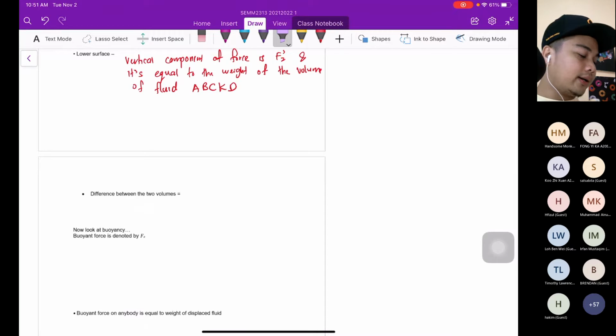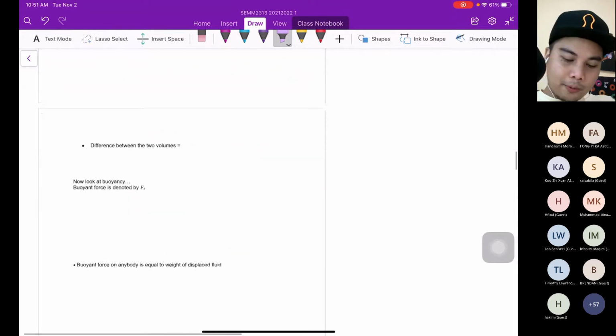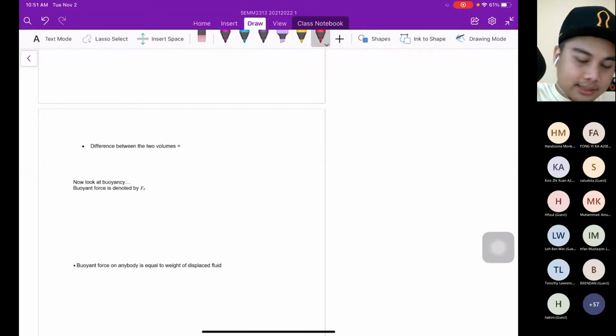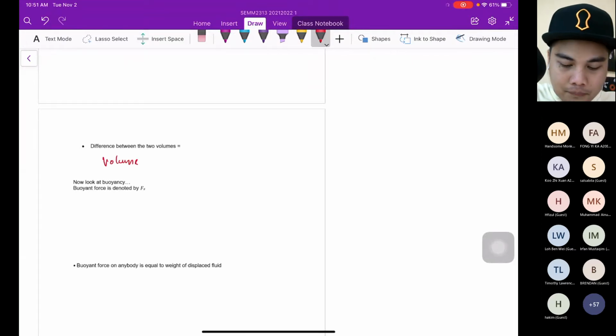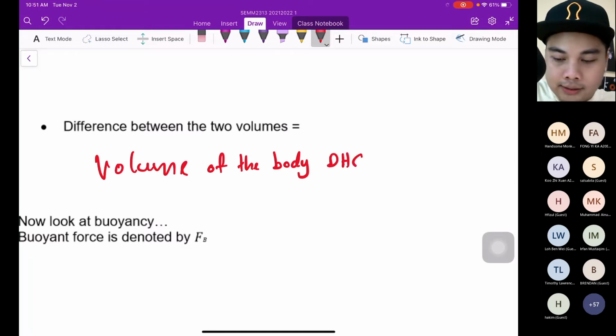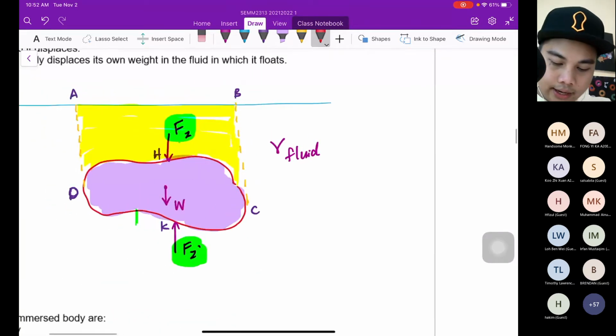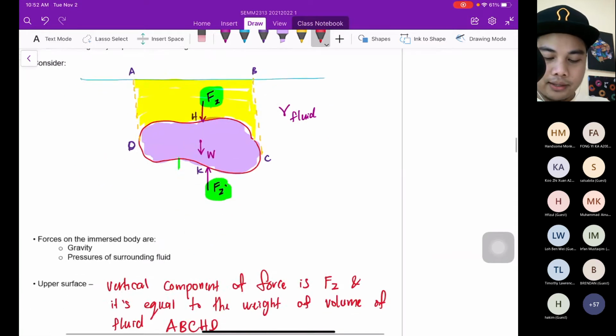So from here, the difference between the two volumes, basically the volume of the body DHCK. You can see DHCK, so you can subtract. The whole D subtract with the yellow color, you will get DHCK. That is the difference.